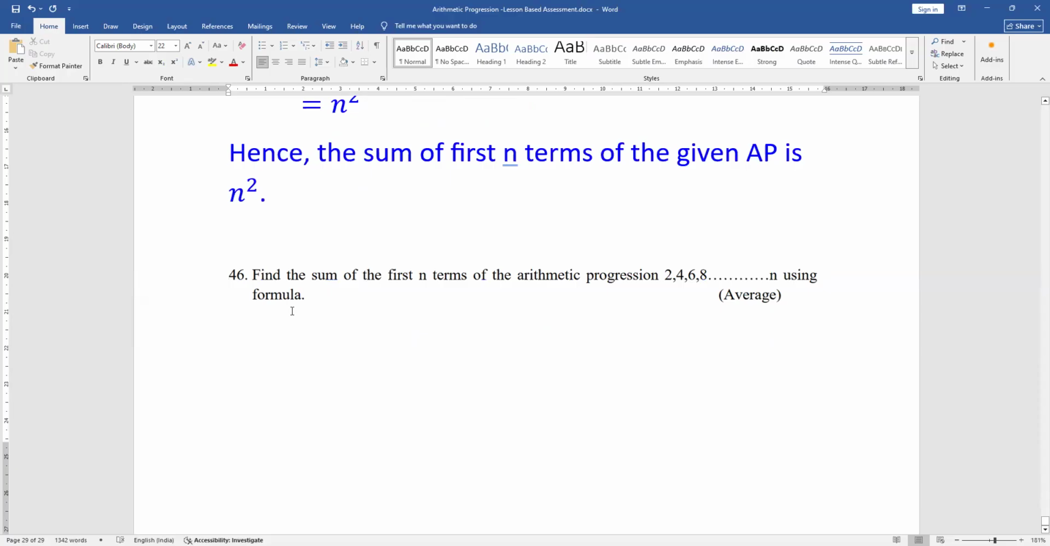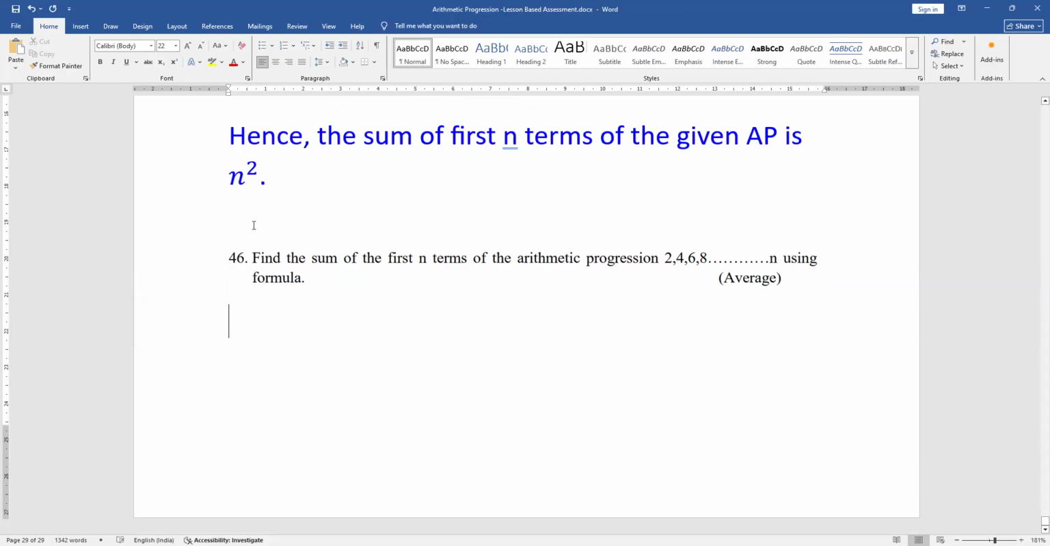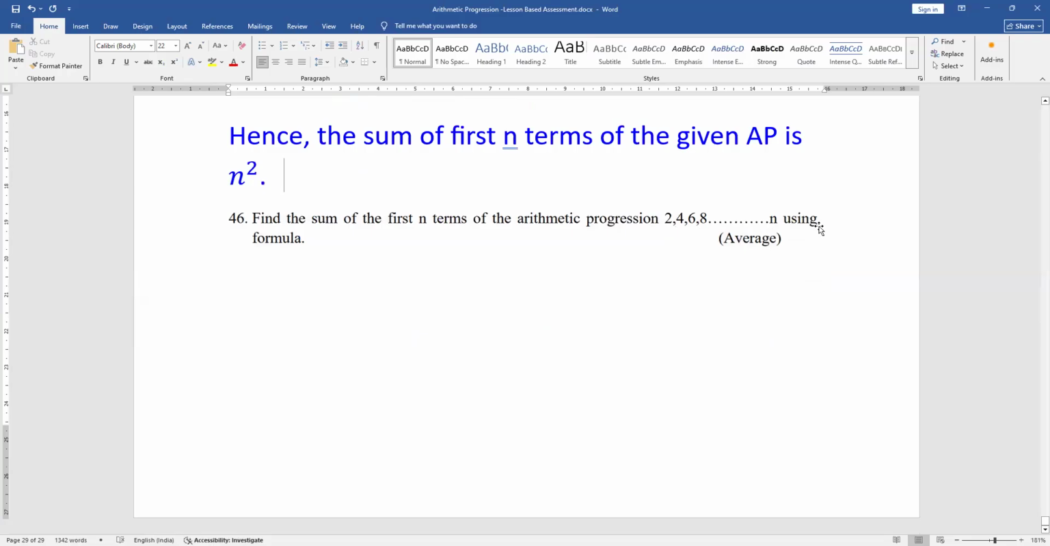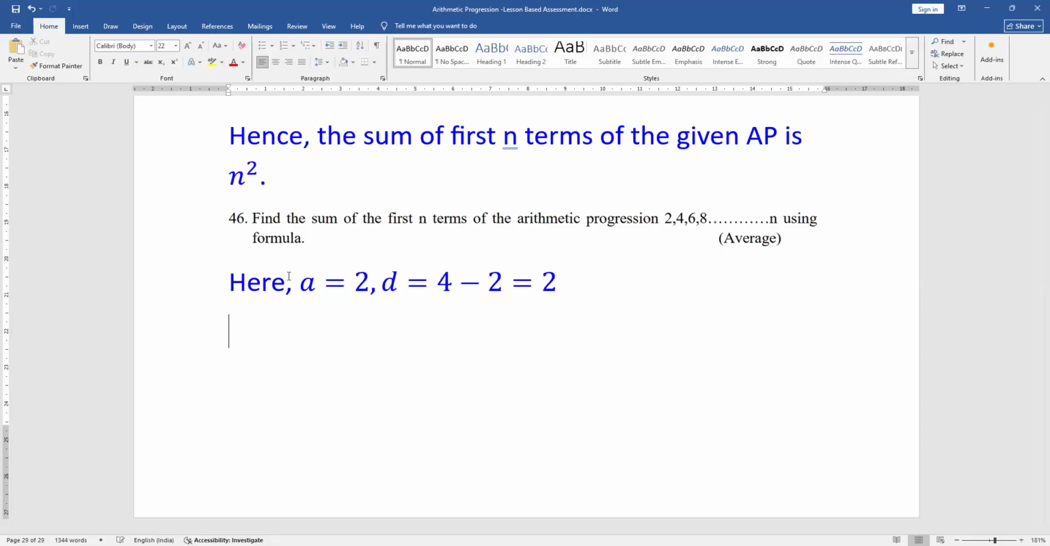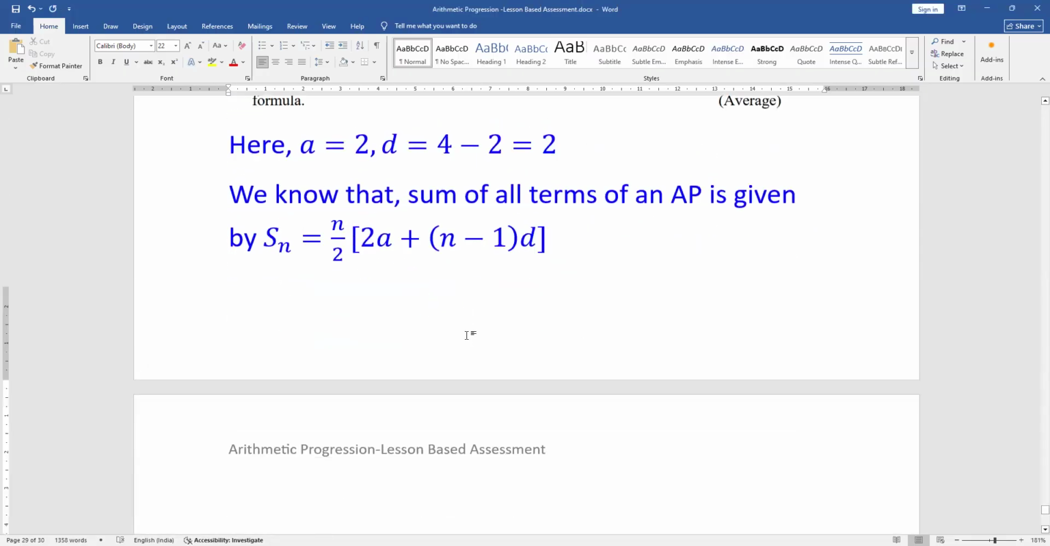Sum, okay. Find the sum of first n terms of the arithmetic progression. Okay, what is given, look: 2, 4, 6, 8, and so on, up to n, using the formula. Same, nothing changes here. Okay, so let's see what is given. a is given. a equals 2 and d equals 4 minus 2. What is 4 minus 2? It will be equal to 2. Correct? Next, again I apply the formula, the Sn formula. So what is Sn? Sn equals n by 2 into 2a plus n minus 1 into d.